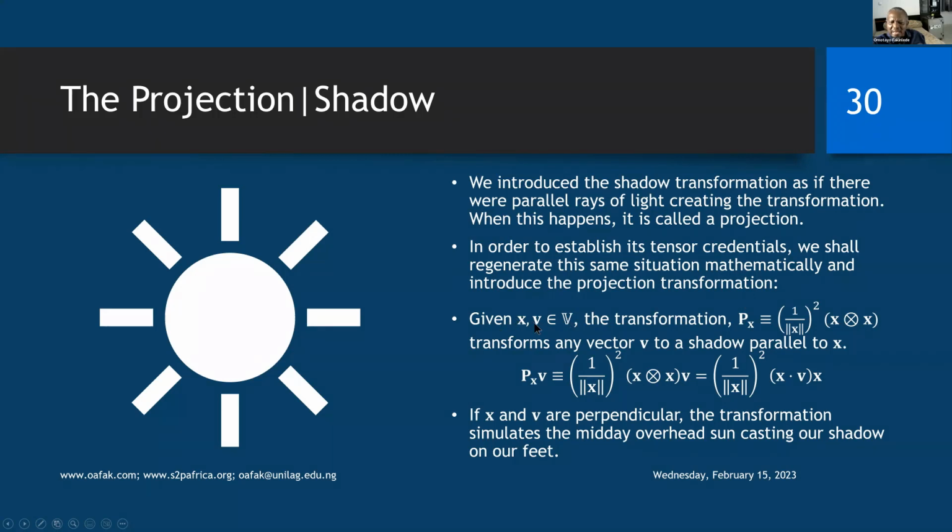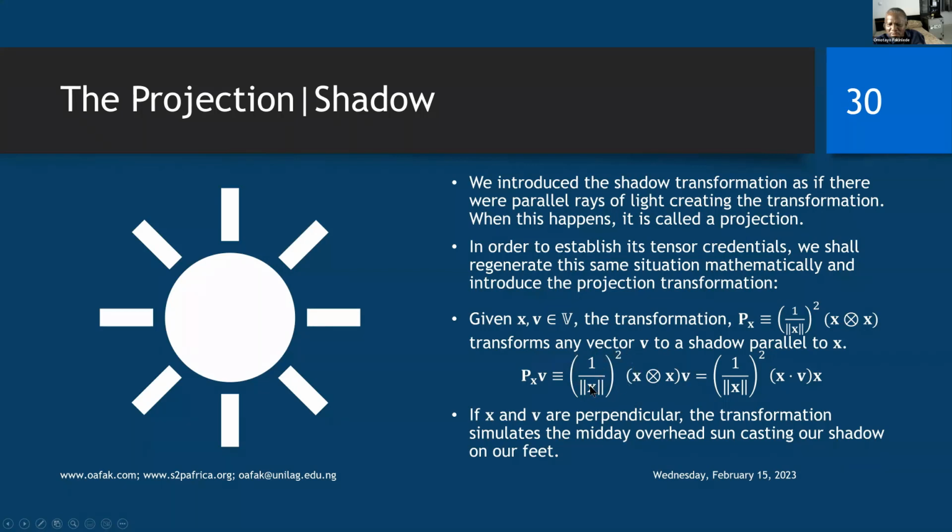Given x and v, which are vectors, the transformation Px, which is defined as 1 over the modulus of x squared times the dyad of x on itself, transforms every vector v to a shadow parallel to x. Because if you operate v on it, by the definition of dyad, you know what is happening.